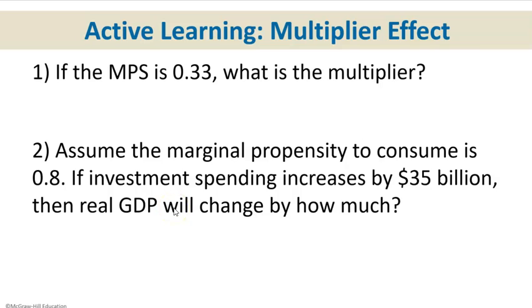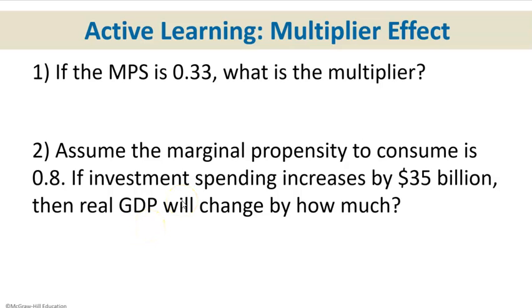And here's a couple problems for you to try. These two problems are not related to each other, so do one on its own and then do 2 on its own. So for number 1, you're given the MPS and solve for the multiplier. For number 2, you're given the marginal propensity to consume, so you'll have to solve for the multiplier from that. Then you're given an initial spending change, so investment spending increases by 35 billion. Solve for how much the real GDP will change.